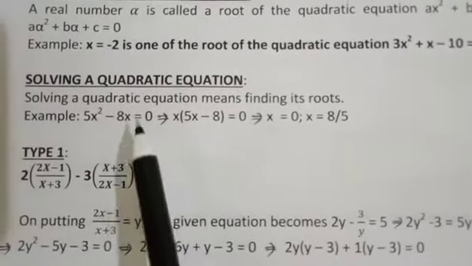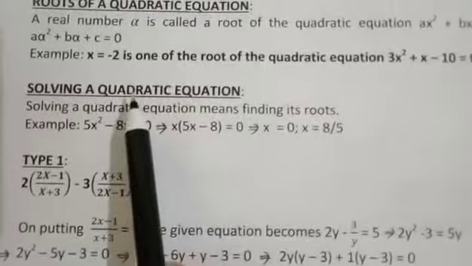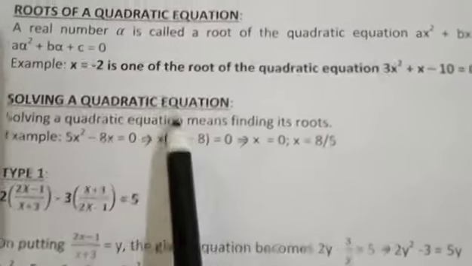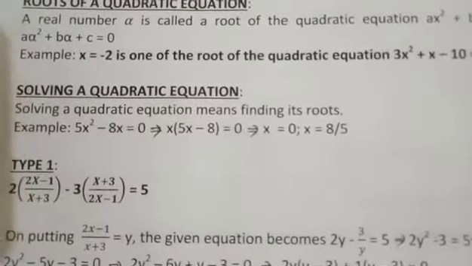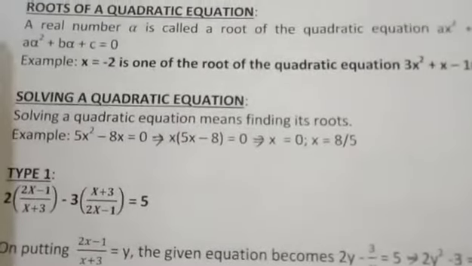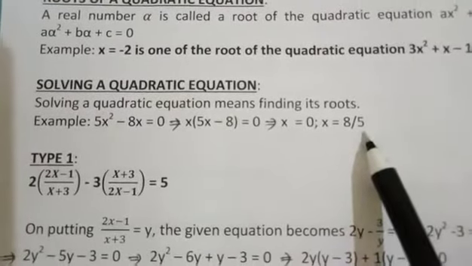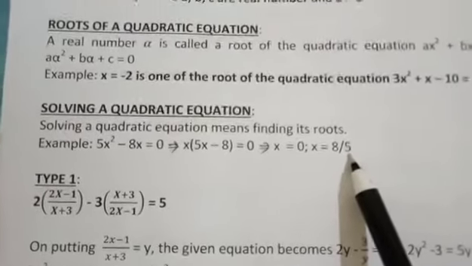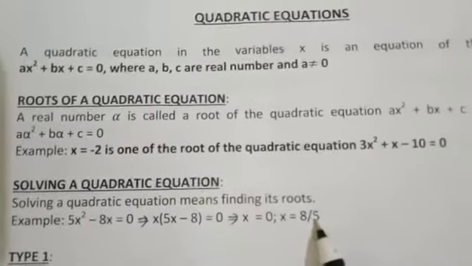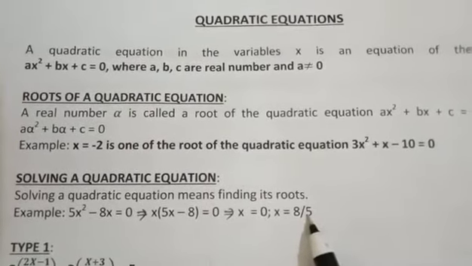Now a quadratic equation is of degree 2, so it should always have two values. And as you can see here, we have got two values: one is x = 0, another one is x = 8/5. So these are a few technical words which we are required to know in this topic.